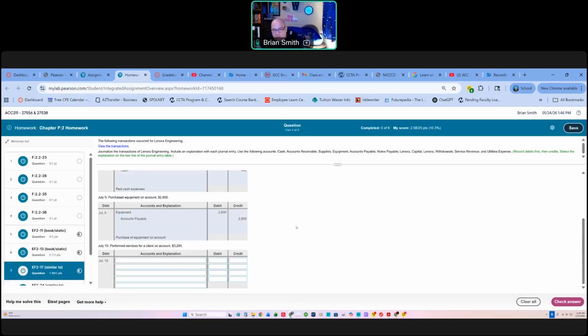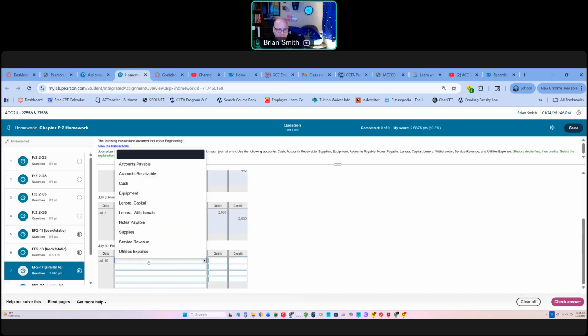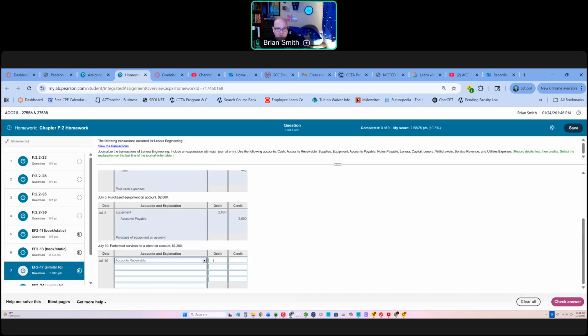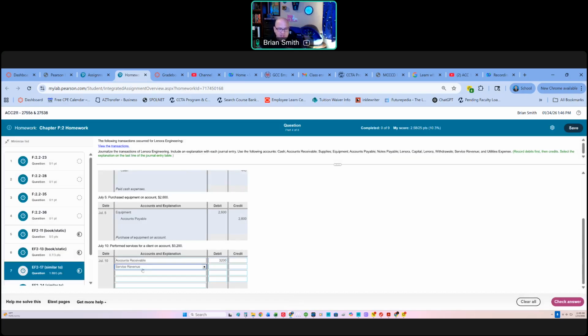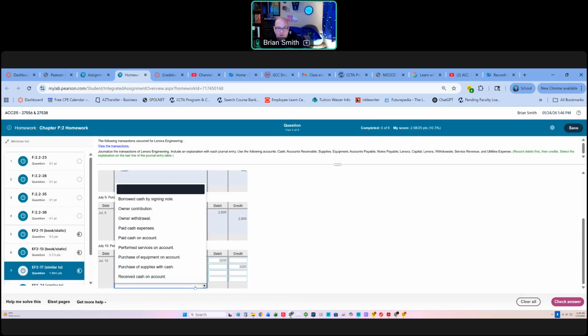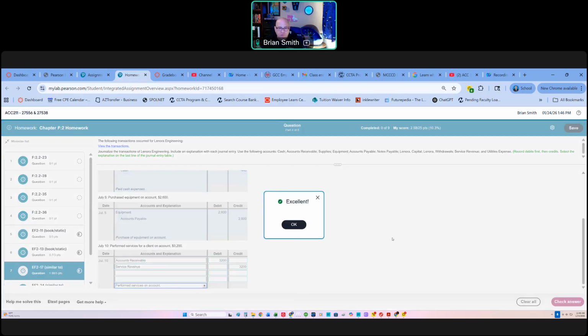You're not typically going to buy equipment for cash. There are some places you do, but sometimes you're going to get a loan too. Perform services for client on account. That means we are not receiving the money yet, so we are owed the money. That's accounts receivable. Even though money has not exchanged hands, we still book the revenue because we did the work and are owed the money. So we'll perform services on account.